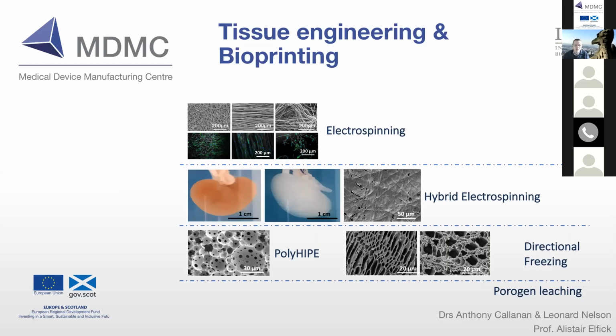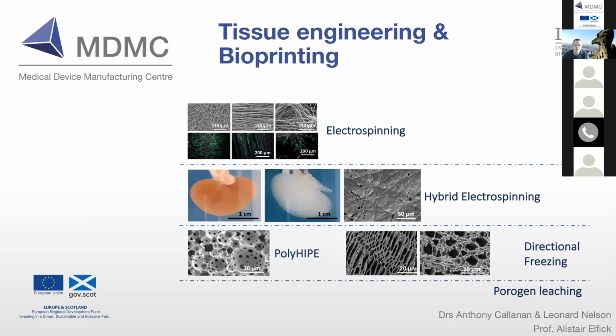We can also, in hybrid electrospinning, integrate polymers to help the biology recognize the scaffold as a substrate that it's happy to sit on. And so that's integrating protein molecules into the electrospinning process and functionalizing our scaffold.